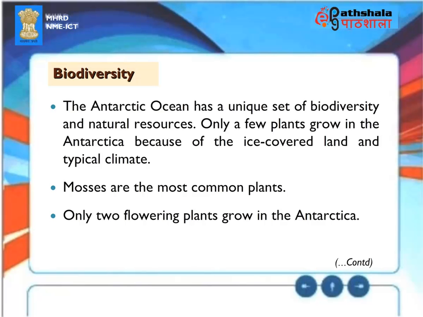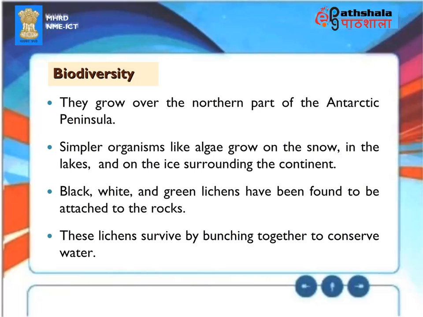They grow over the northern part of the Antarctic Peninsula. Simpler organisms like algae grow on the snow, in the lakes, and on the ice surrounding the continent. Black, white, and green lichens have been found attached to the rocks. These lichens survive by bunching together to conserve water.